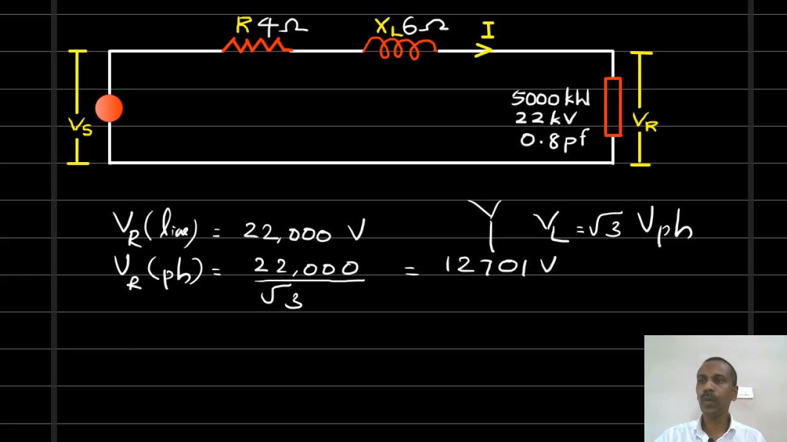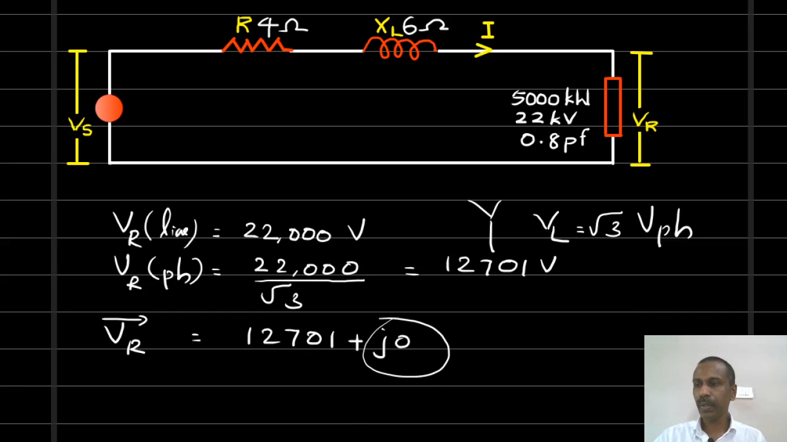We have to write all the values in phasor form or in the vector form. So VR is equal to 12,701 plus j0. The imaginary part is 0 because this is taken as the reference vector. VR is our reference vector. So it is equal to 12,701 plus j0.